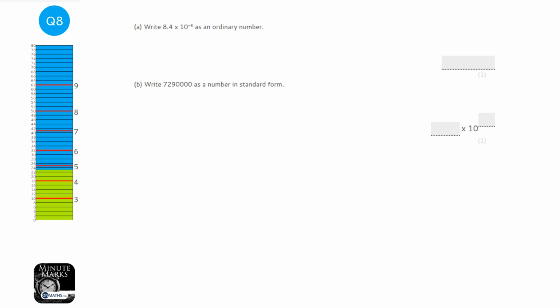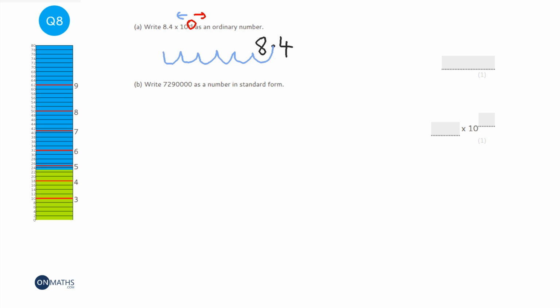Okay, to convert from standard form, you just write the number down, and this here, the power, will tell you where to go. So if the power is positive, then you go to the right. If it's negative, then you jump to the left. Now since it's negative, we're going to jump to the left, and it's -6, so we're going to jump 6 spaces. So 1, 2, 3, 4, 5, and 6.